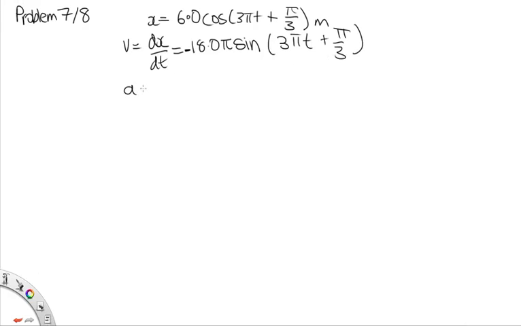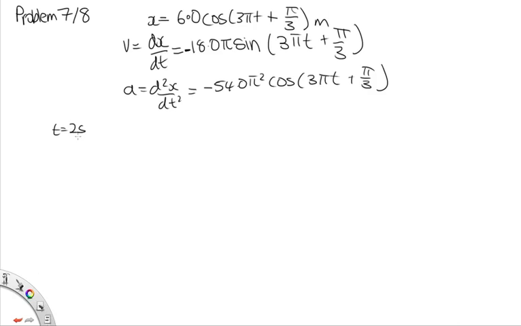Now to get the acceleration, we have to take the derivative again. And so we've got minus 18 pi times 3 pi. So doing that we get minus 54.0 pi squared cos(3 pi t plus pi on 3). Okay, now it tells us that t is equal to 2 seconds. And we're asked to, A, calculate the displacement. Okay, this is easy, we just need to substitute in here.